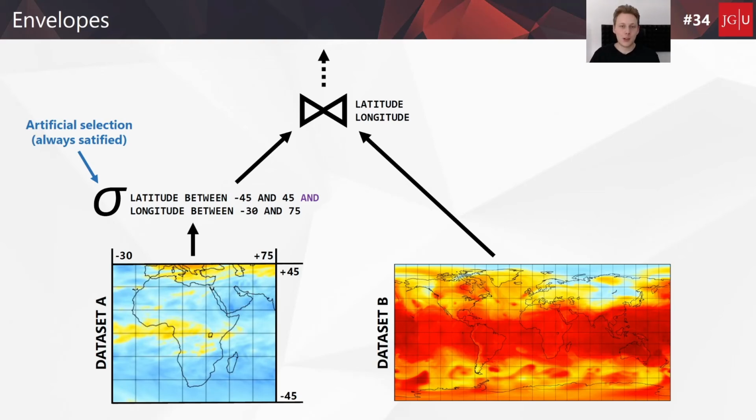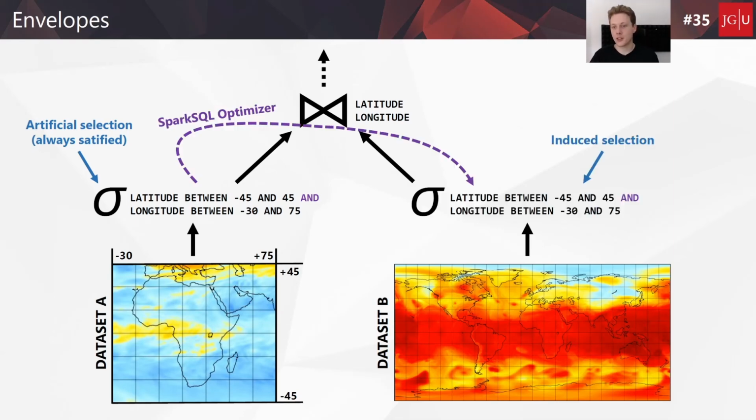However, if we now join this chunk of the dataset with a larger dataset, like the one from before, the SparkSQL optimizer will move this selection to the other side of the join. Now, I call this an induced selection. And furthermore, the SparkSQL optimizer will then push this selection predicate into the data source, which triggers Northlight's optimization and leads to only the relevant region of the dataset being loaded. And obviously, that's a huge saving in data loading.